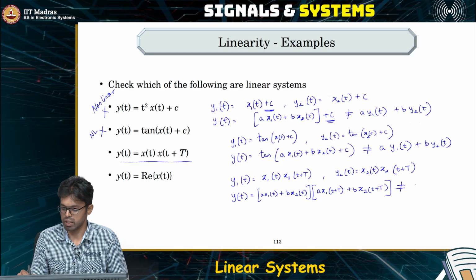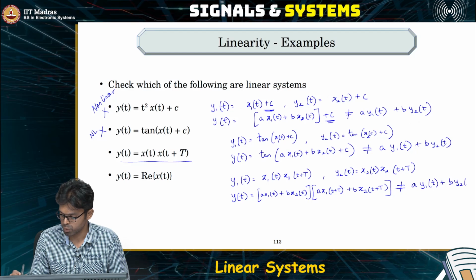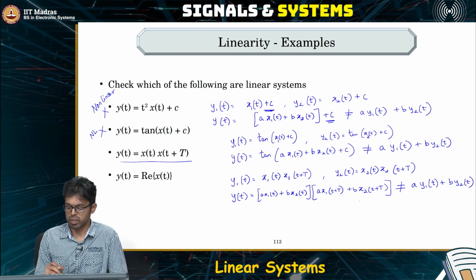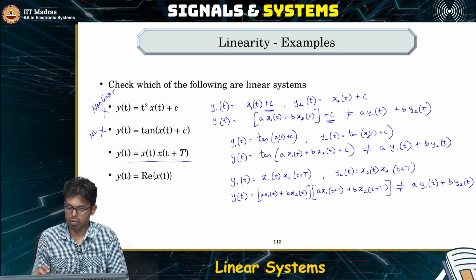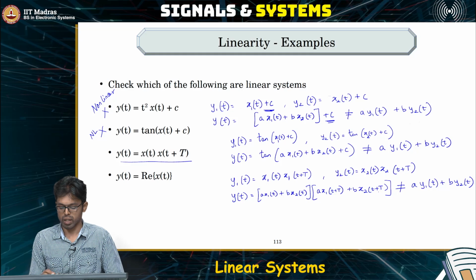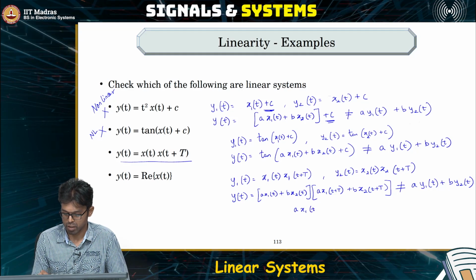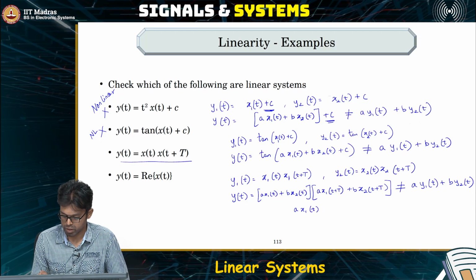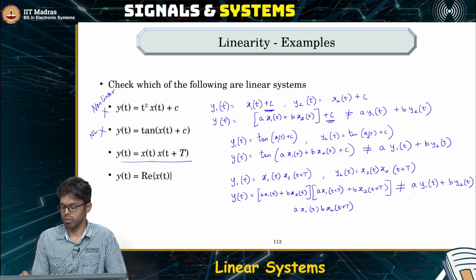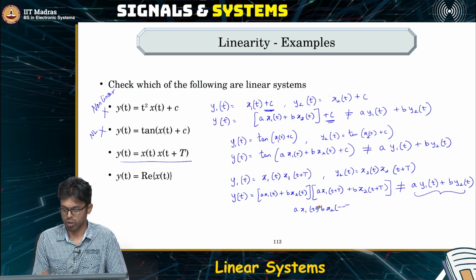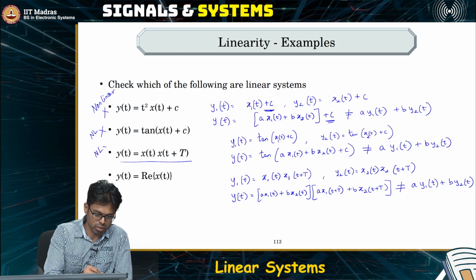Once again, this is definitely not equal to y1 of t plus y2 of t. Why is this? Because when you multiply, you get a square x1 plus b square x1 x2, and then you get the cross terms, right? You get terms like x1 of t with x2 of t, which are never there in these terms. So clearly they are not equal, and hence this is also a non-linear system.